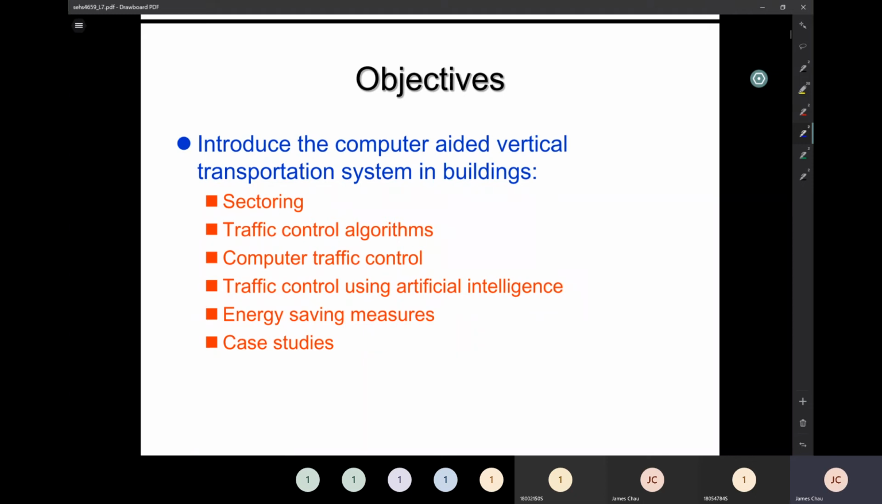And today we are going to specify a topic on the computer-aided vertical transportation system, so that now we tell you some more modern approaches to control our lift system. Here we have the topics, including the zoning, the traffic control algorithms, and basically the algorithm is going to be developed by using a computer control. Therefore, we are going to tell you about the computer traffic control.